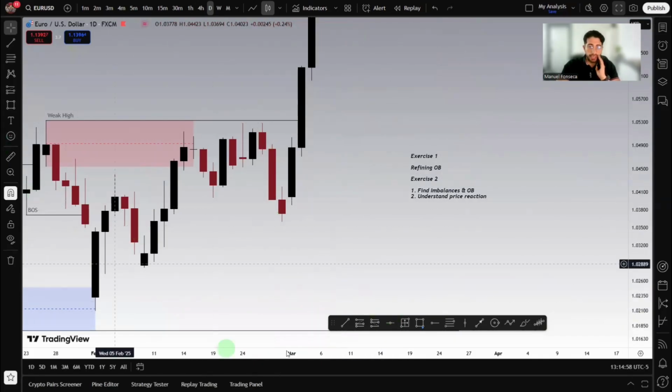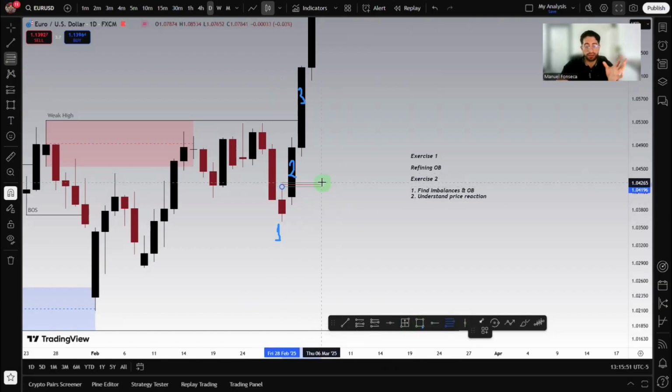This is perfect for the topic of the imbalances. Now, can you see the imbalance here, guys? Do you spot it? All right, so this is candle number 1, this is candle number 2, and this is candle number 3. Remember that the imbalance is the beginning or the end of a candle, it doesn't matter, of candle number 1 and the beginning or the ending of candle number 3.